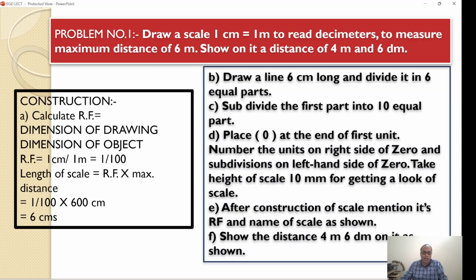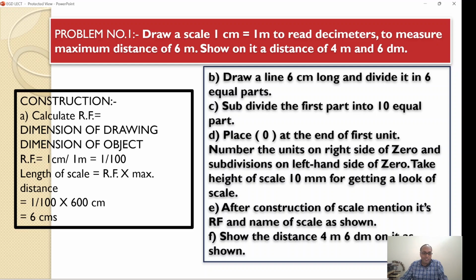So RF is 1 centimeter divided by 1 meter. If we divide 1 centimeter by 1 meter, what will we get? We will get 1 by 100. Because in the numerator there is 1 centimeter, in the denominator 1 meter, and we know that in 1 meter there are 100 centimeters. So 1 centimeter upon 100 centimeter, the centimeter gets cancelled, and the remaining thing will be 1 upon 100.